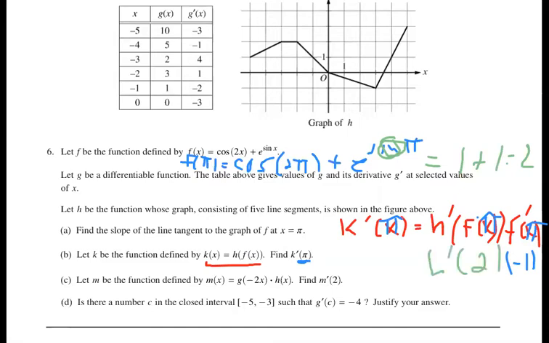And now I need to find h prime at 2. So h is this graph. So h prime is the slope of this graph at 2. 2 is right there, so I need to get the slope of this line segment right here, which is down 1 over 3. That's going to be -1/3. So that's going to be -1/3 times -1, which is going to end up giving us 1/3, and that would be the answer for part B, 1/3. Then we go on to part C.